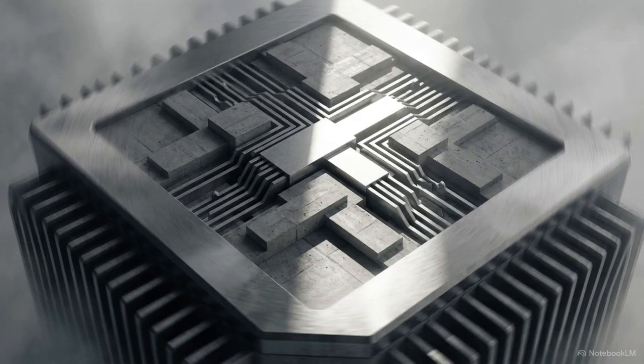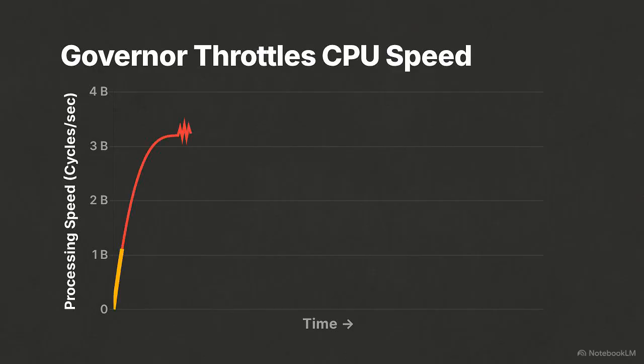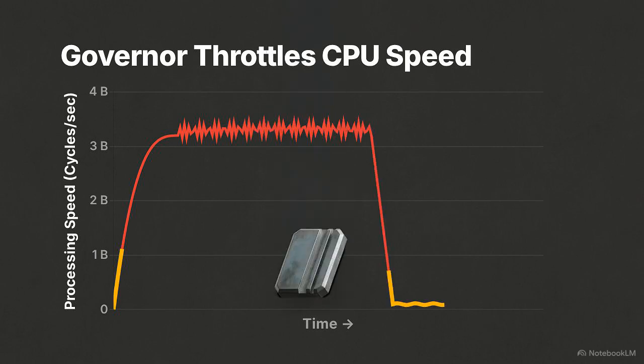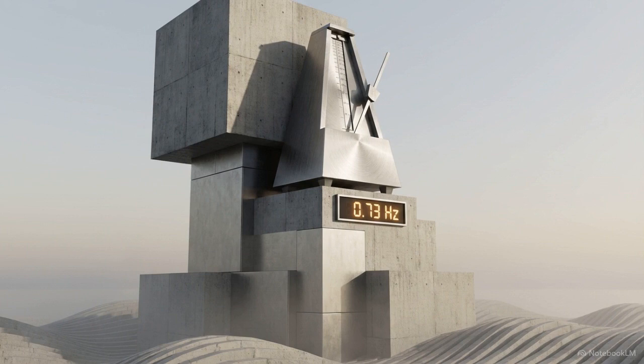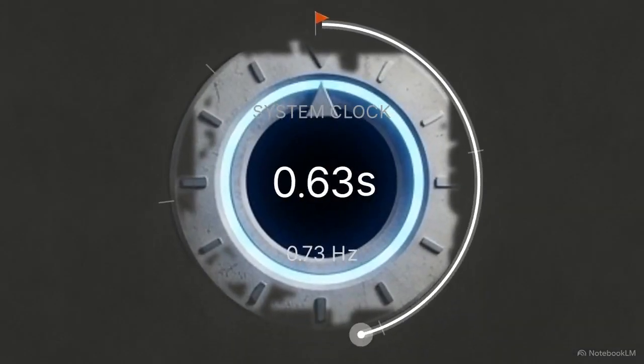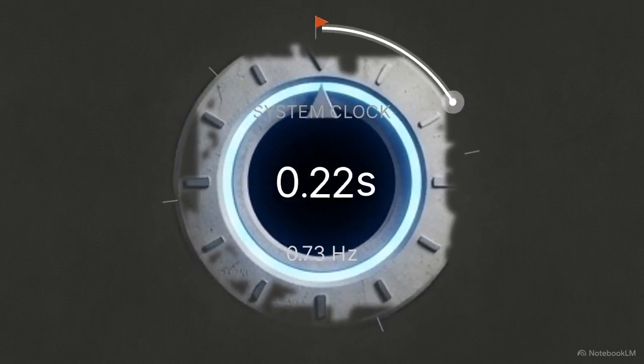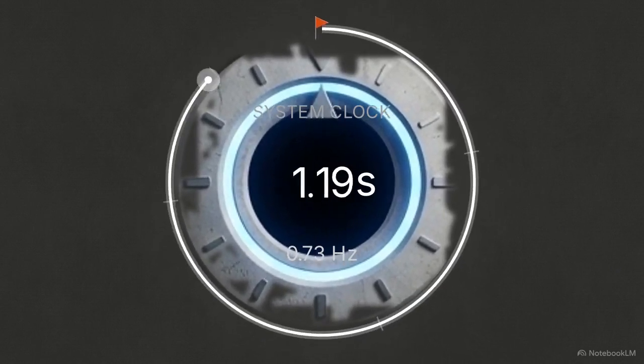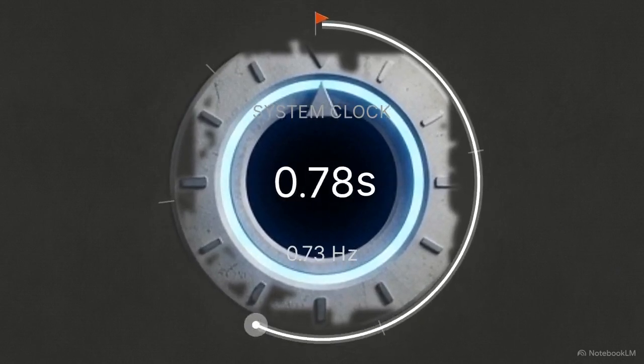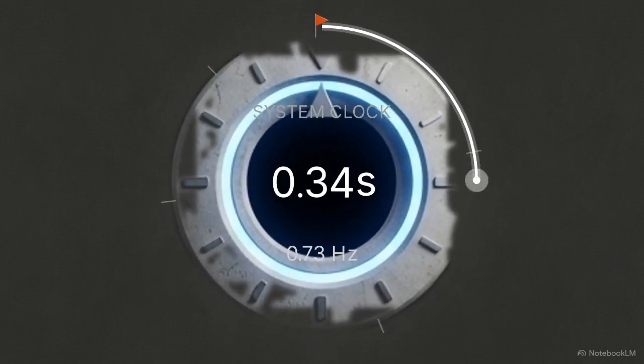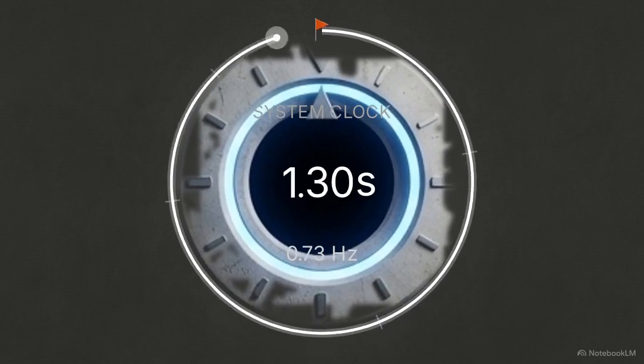To achieve this, the developers installed a severe constraint. Instead of allowing the processors to run at their maximum speed of billions of cycles per second, they installed a software governor. The system deliberately throttles its own processing speed down to a biological rhythm of exactly 0.73 Hz. This visualization shows the system clock. That 0.73 Hz frequency translates to a strict 1.37-second cognitive loop. We are going to explore this architecture by stepping inside a single machine heartbeat.